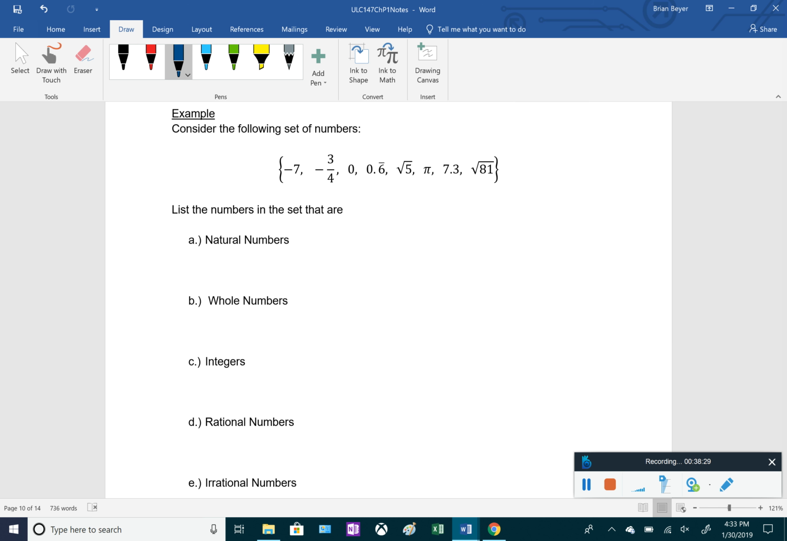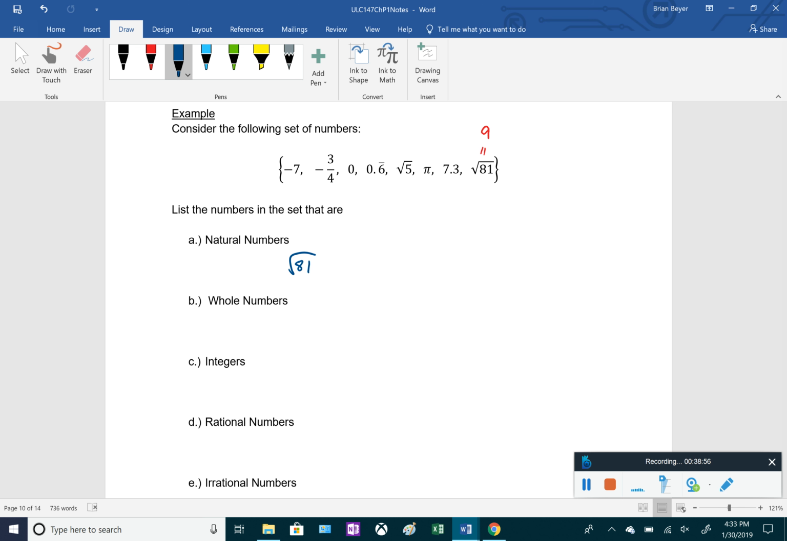Okay, so let's do natural numbers. Let's skim this for natural numbers. We know natural numbers are 1, 2, 3, 4, and so on. Skimming this for one of those types of numbers, we get to radical 81. The square root of 81 is actually equal to 9, which is a natural number. So that means radical 81 is a natural number. We'll be getting into working with square roots more also.